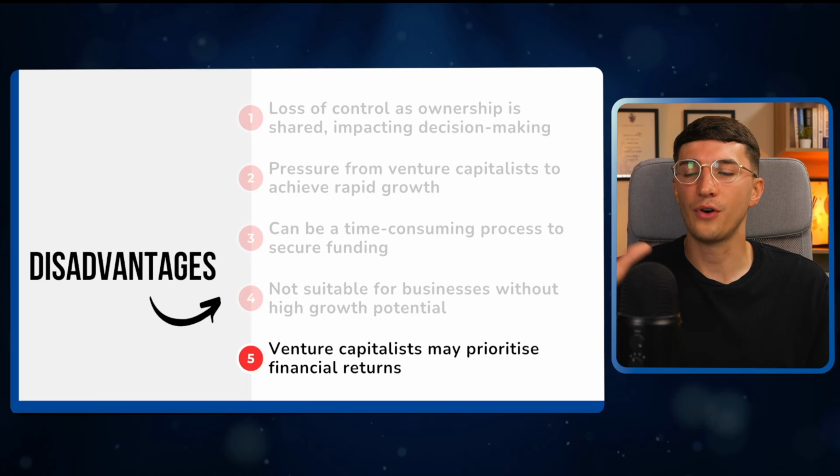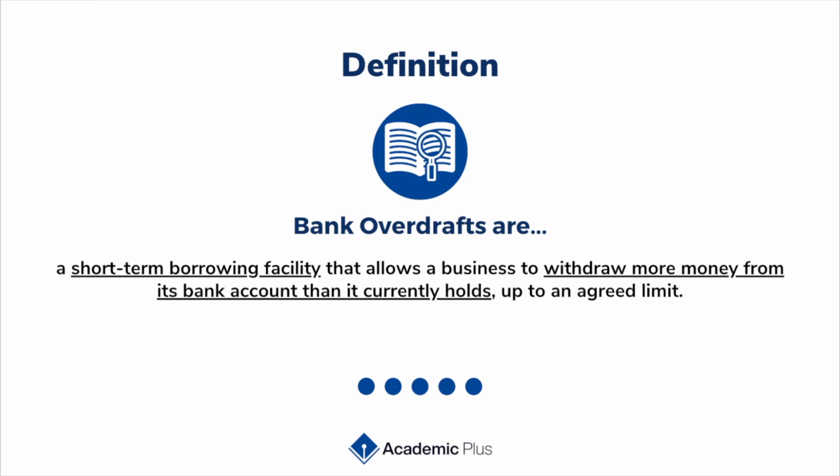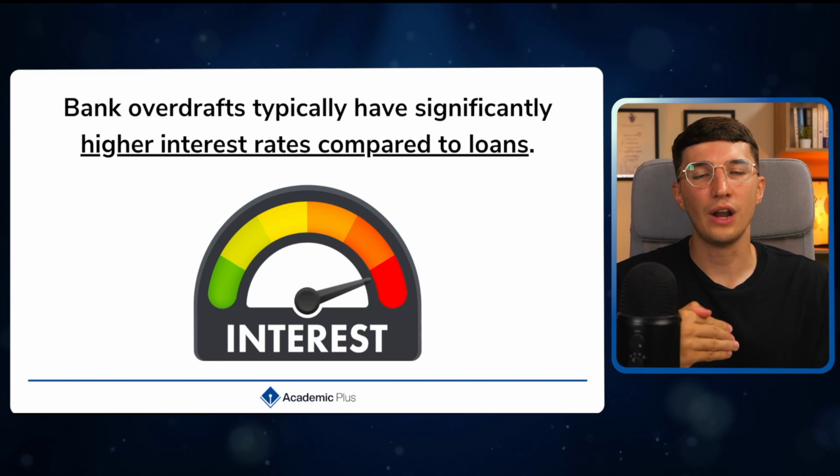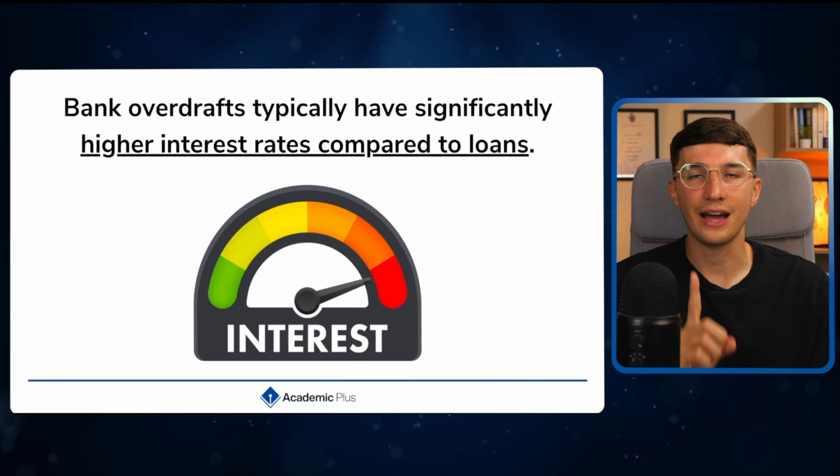The next finance method that we're going to be taking a look into now is our bank overdrafts. Now, what on earth do we mean by a bank overdraft? Well, this is a short-term borrowing facility. The reason why it's short-term is because of the higher interest rates, but more on that in just a moment. That allows a business to withdraw more money from its bank account than it currently holds up to an agreed amount. And as we said, your bank overdrafts will have a lot higher interest rates than your loans.